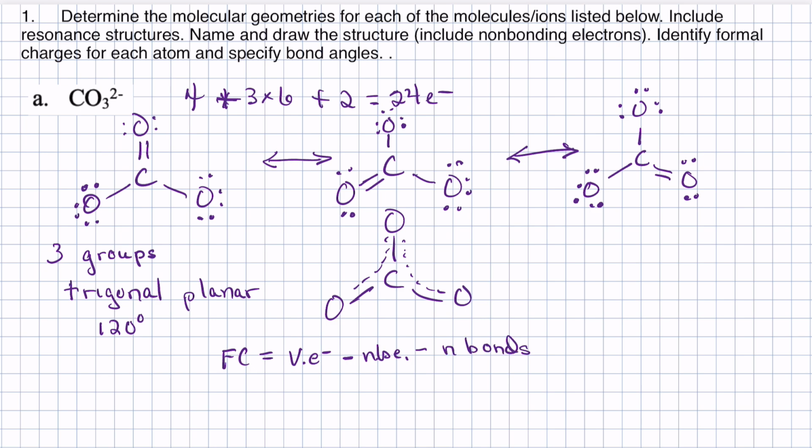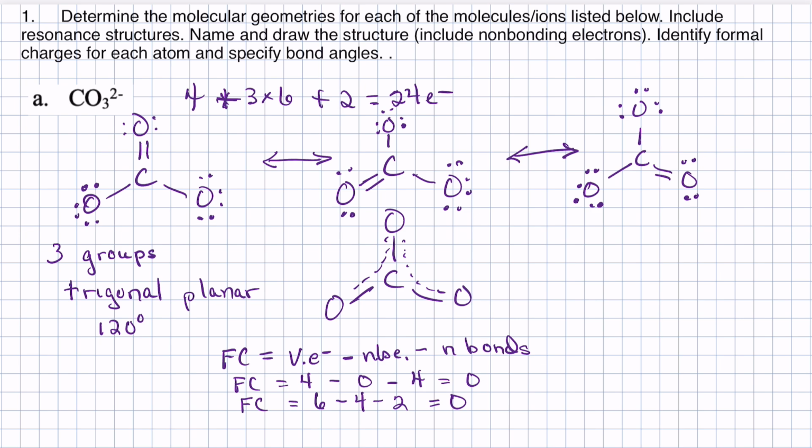All right, so if we look at the carbon here, in the case of the carbon, the formal charge is going to be, we've got 4 valence electrons. It's got no non-bonding electrons. It's got 4 bonds, so its formal charge is going to be 0. All right. For the oxygen, which has a double bond, we've got 6 valence electrons for oxygen. The oxygen with the double bond has 4 non-bonding electrons and has 2 bonds, so its formal charge is 0.